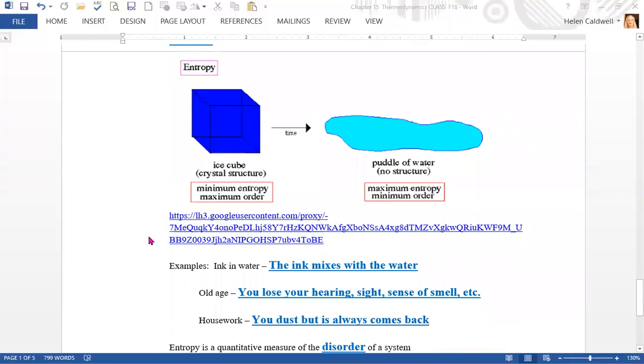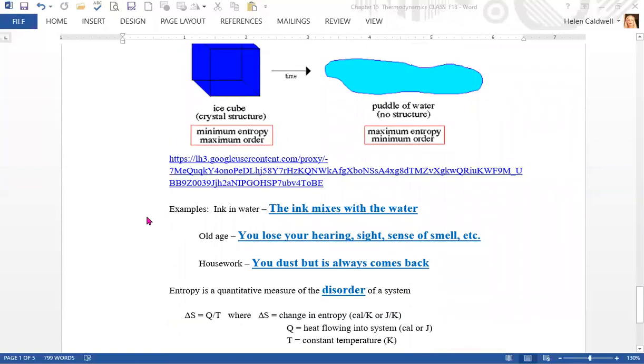Some examples they tend to give in books are ink and water. If you have a drop of ink and water, the minute you drop it in, that's as organized as it's going to get. Ink separate from water. Over time, the ink is going to swirl through the water, and molecules will move around, and disorder will increase.